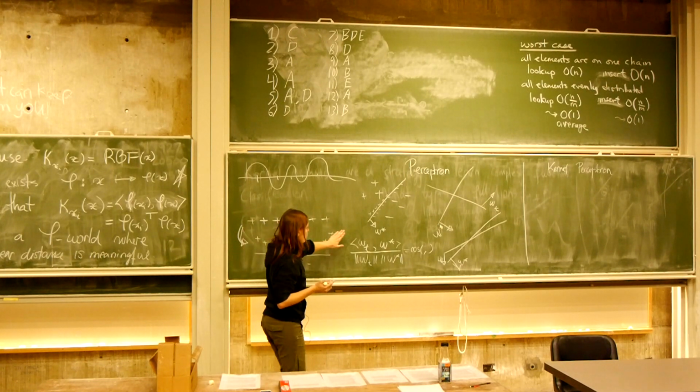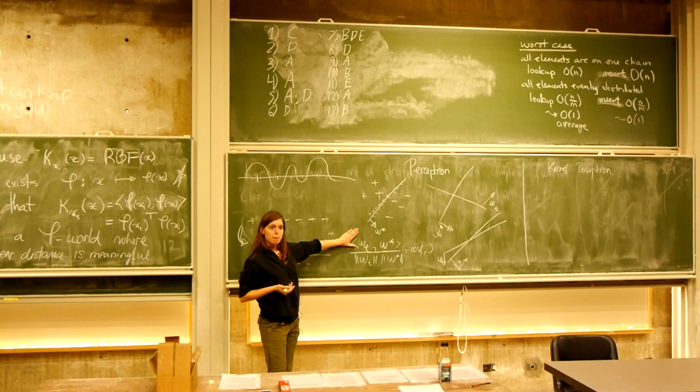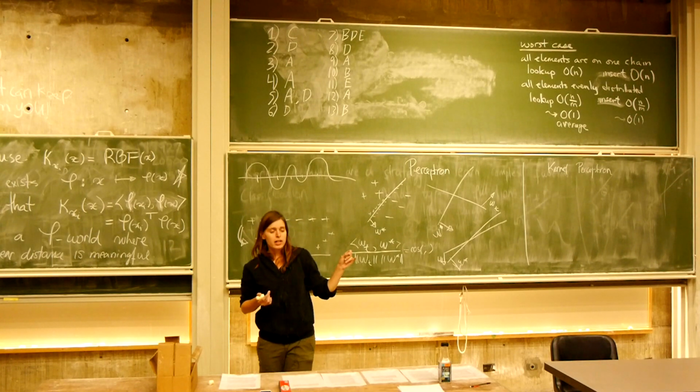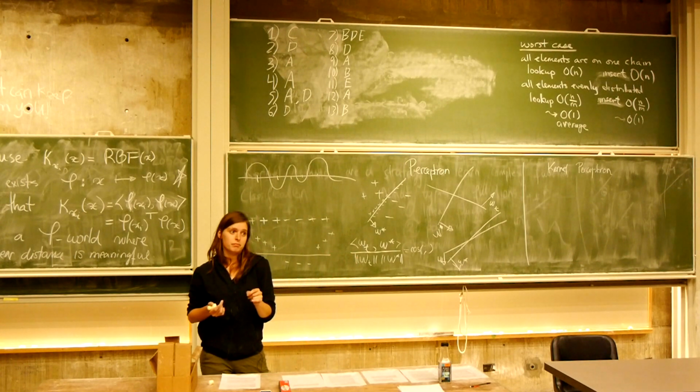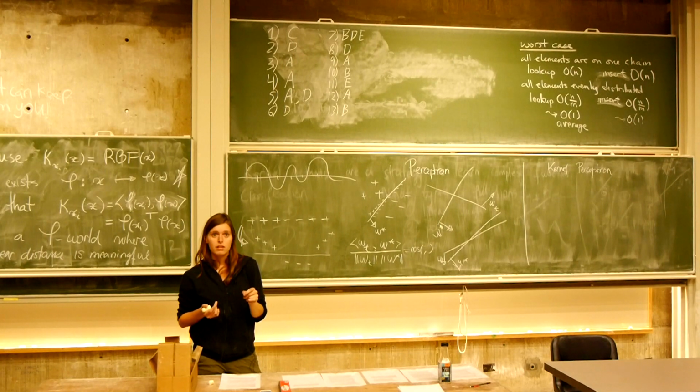So in the perceptron proof, we computed this term, and we computed this term, and we wrote that this minus this is smaller than or equal to 0, and we got a convergence bound. Do people remember this? Good.